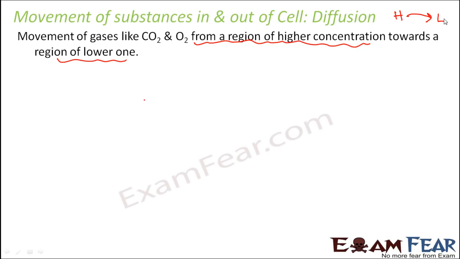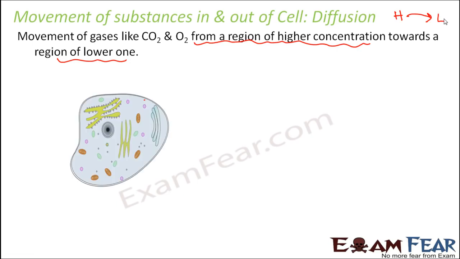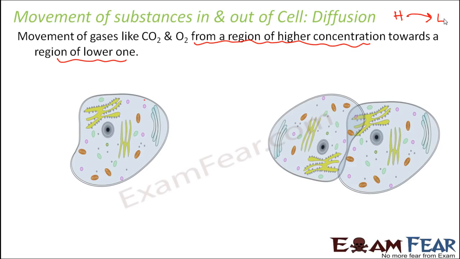Let us suppose the gas which has to move is oxygen. Wherever the concentration of oxygen is more, wherever more oxygen is present, that is the region of higher concentration. So oxygen will start moving from the region where more oxygen is there towards the region where less oxygen is there. This movement or process is known as diffusion.